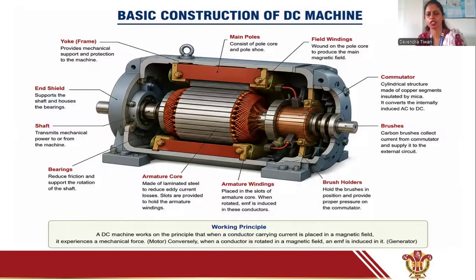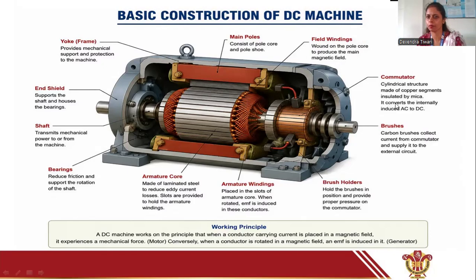So this is the basic construction of DC machine. The outer frame is used to provide mechanical support and protection to the machine. This is the main pole, consisting of pole core and pole shoe, and this is the winding wound on the pole core to provide the main magnetic field.